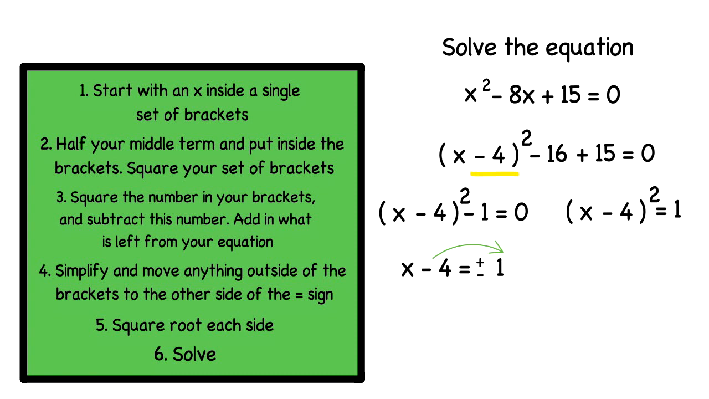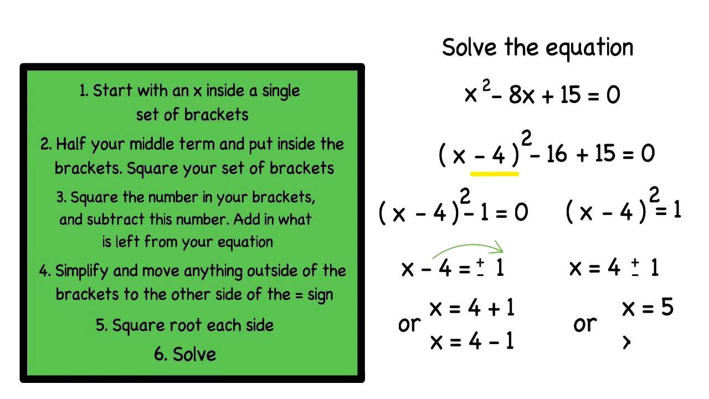My last step is to solve, so I'm going to move that -4 to the other side of the equal sign, making it a positive. So x either equals 4 add 1, which would mean that x equals 5, or x equals 4 take away 1, and that means that x will equal 3.